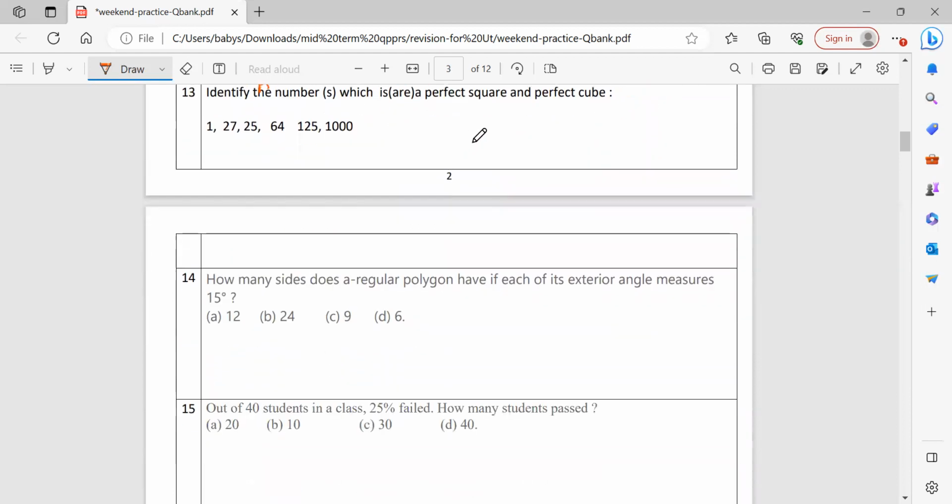Next, identify the number or numbers which are perfect squares and perfect cubes. One, of course, is such a wonderful number. You can write it as 1 cube, as 1 square, as 1 raised to the power 4 and so on. So 1 obviously is a perfect cube and a perfect square. Next, look at 27. 27 is 3 cube. You can't express 27 as a square of any number.